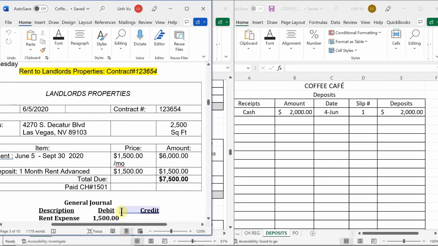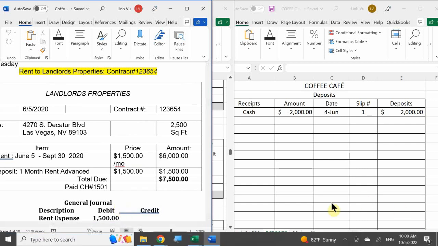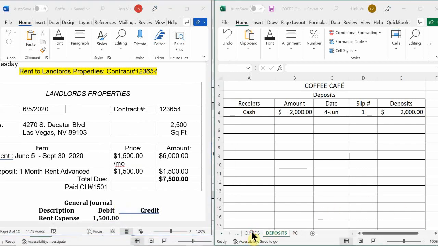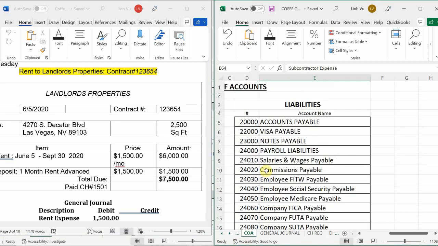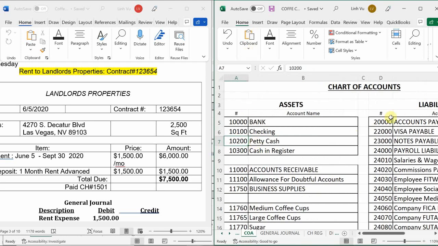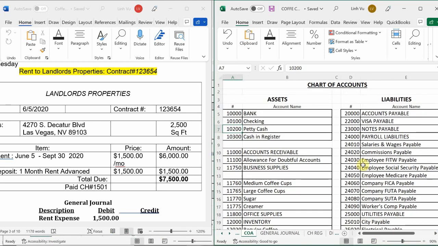So let's take a look at my chart of accounts and determine what has happened in this transaction. First thing is, how did we pay for this transaction? By check. We wrote a check, so that means we need to use our checking account. What else did we buy? What did we buy with this transaction?